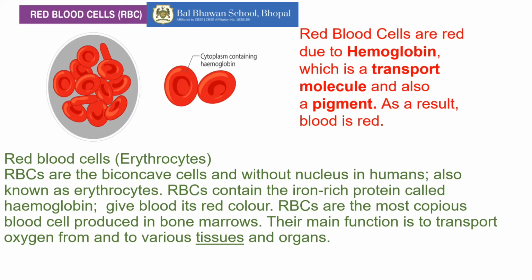Now the question: where are these RBCs formed in the body? These RBCs are formed in bone marrow, the liquid material which is present inside the bone. Inside that bone marrow, the formation of RBCs takes place. Now coming to the function of RBCs, as we have already discussed, the main function is to transport oxygen from the various tissues and organs.